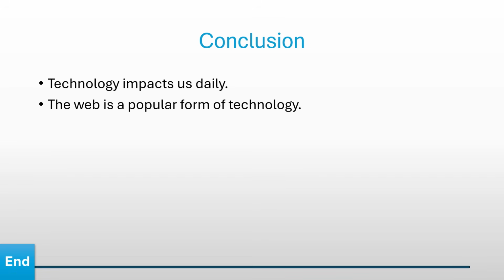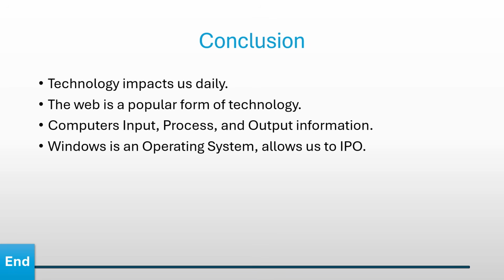That wraps up our Computer Basics course here. Now, what we've learned so far is that technology impacts us on a daily basis. The web is a very popular form of technology. Billions of individuals access information on the web on a daily basis, and trillions of data are being input, processed, and output on a daily basis.